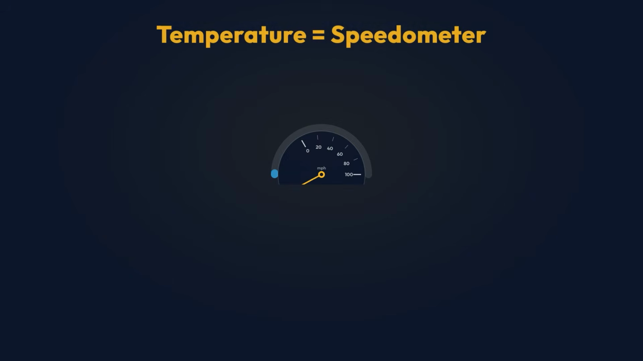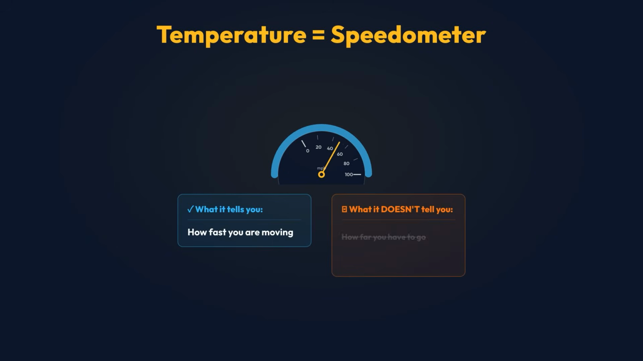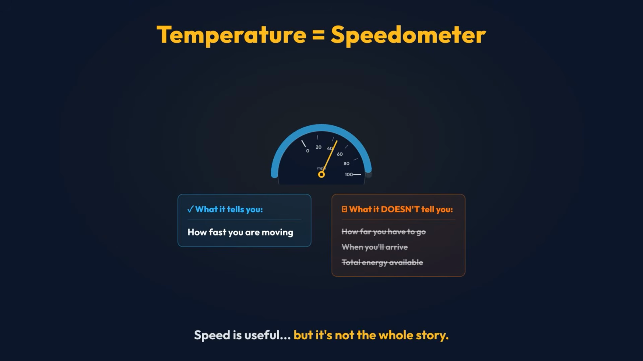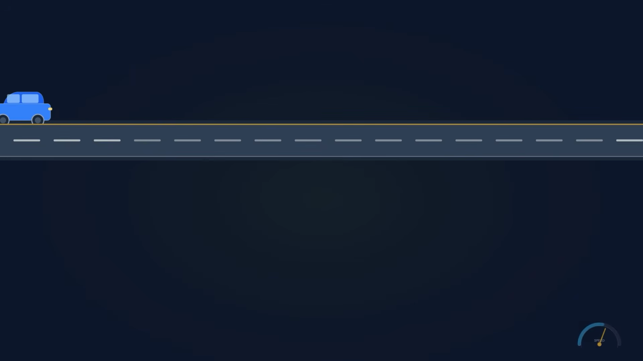So temperature is kind of like a speedometer. It measures how fast you're going, which is kind of useful so we don't get a speeding ticket, but it doesn't measure how far you have to go or when you're going to get there, which is the information we actually want when we drive our car to go somewhere.